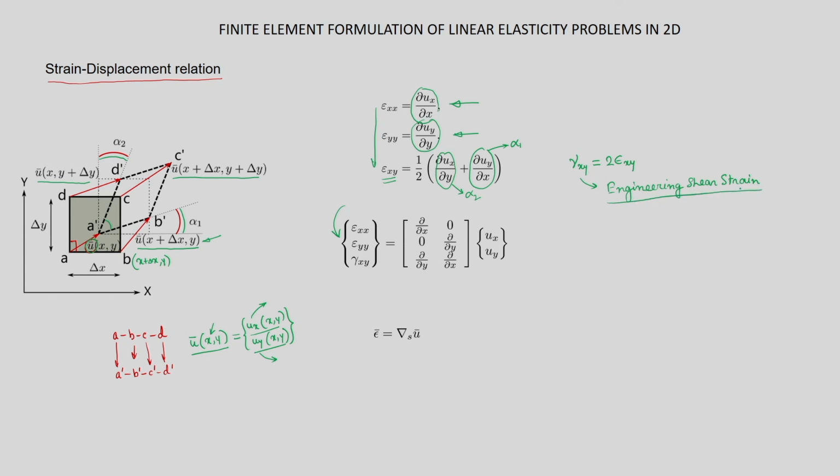So this is called engineering shear strain. So the gamma xy is 2 times epsilon xy. So this strain vector, containing these three components, epsilon xx, epsilon yy and gamma xy, that we are denoting by epsilon bar. Alright. So I can write epsilon bar is equal to epsilon xx, epsilon yy, gamma xy.